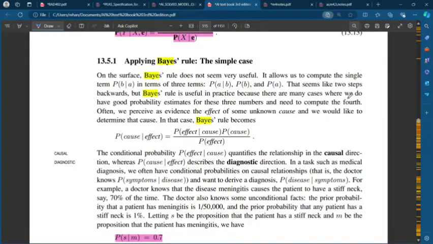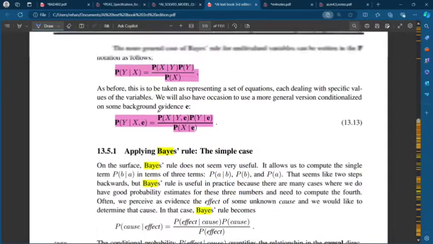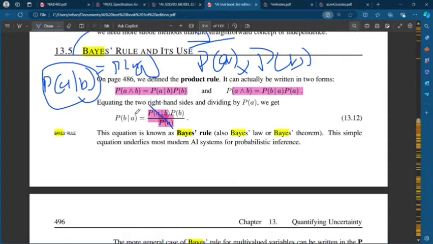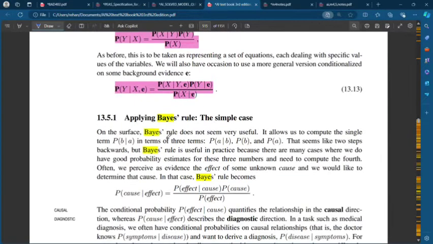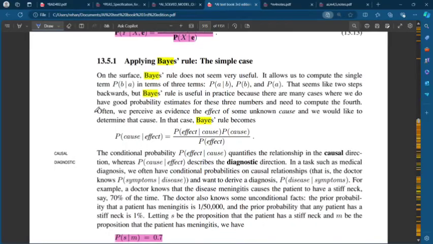So this seems like two steps backward, but Bayes' rule is useful in practice because there are many cases where we do have a good probability estimate. So here, if you are having a good probability estimation, then it's very useful. What you have to remember? Only this formula you have to remember. P of B given A is equal to P of A given B into P of B divided by P of A.